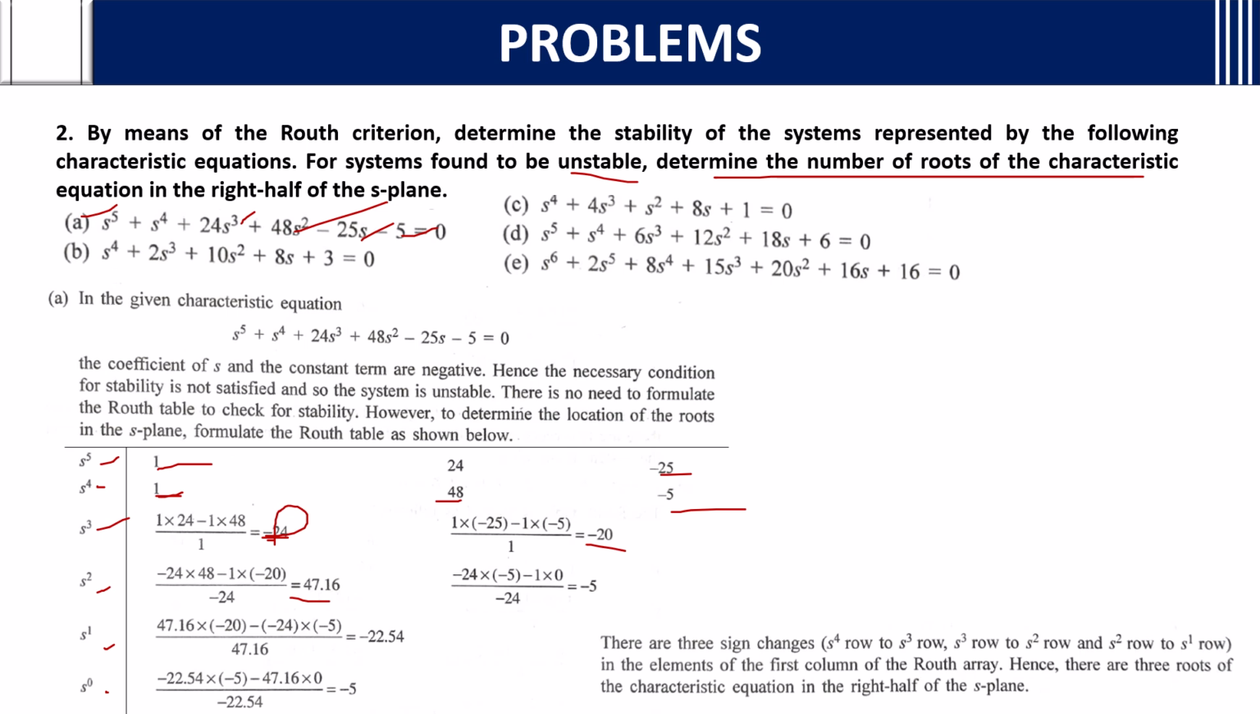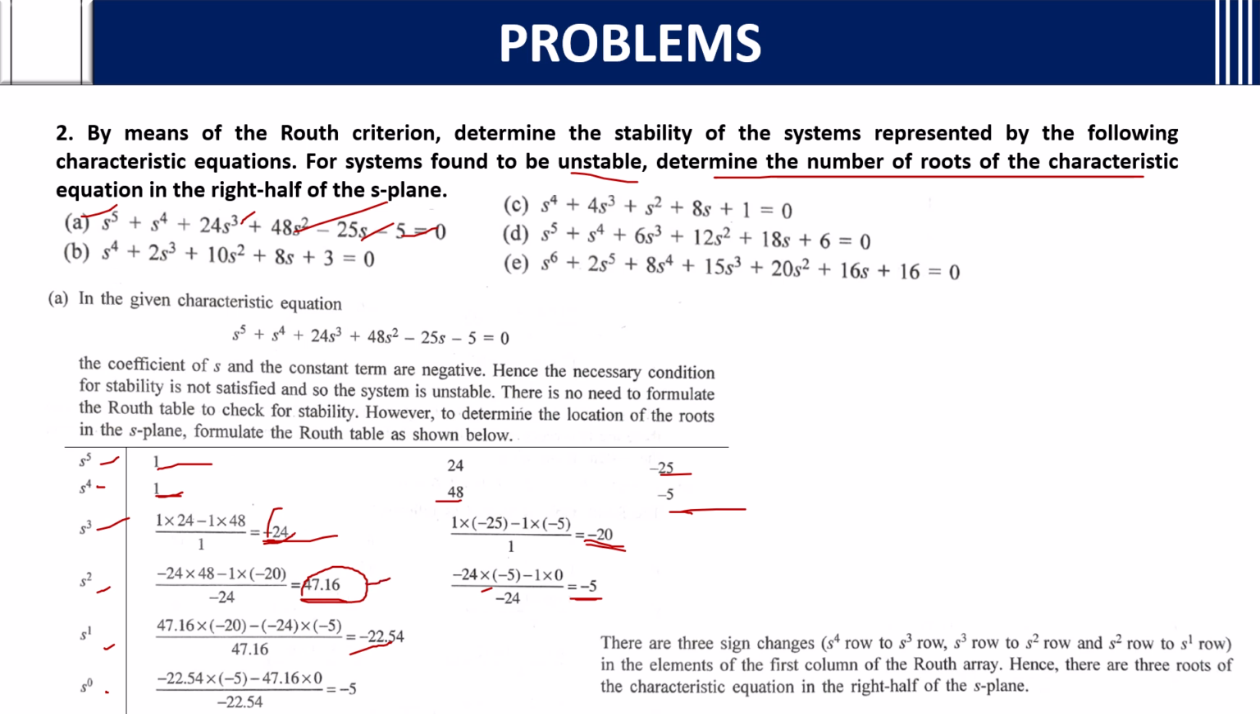Then next, again what will you consider? Minus 24 into minus 5 minus 1 into 0, as it is 0 here, by minus 24. So you will get minus 5. Like that again, 47.16 into minus 20 minus 24 into minus 5, by 47.16. You will get some value.